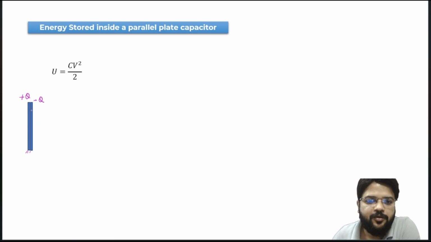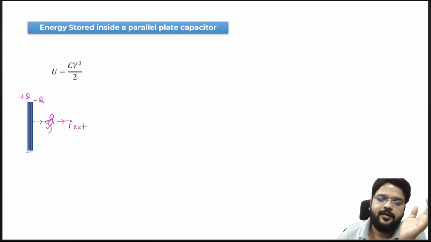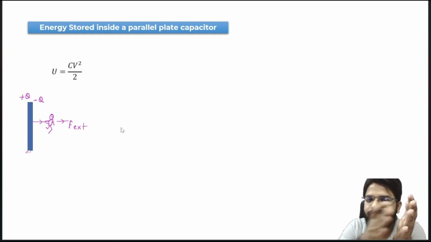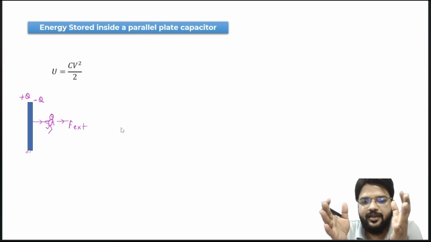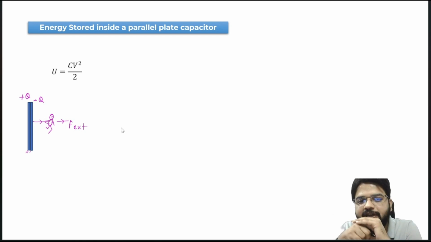Now we want to separate both plates. So here we need to hire one external agent, correct? So we need to hire an external agent. This external agent applies force in this direction. So work is happening due to this force, correct? So we are hiring one external agent. This external agent is applying force in this direction, correct? And he is doing some work. And whatever work he is doing, that work is stored as potential energy, correct?